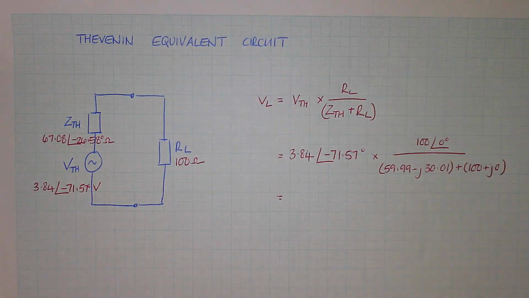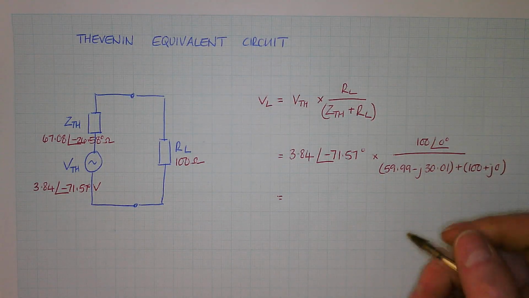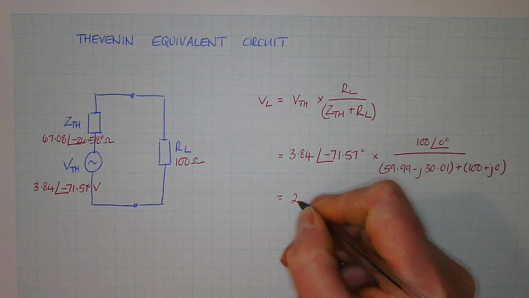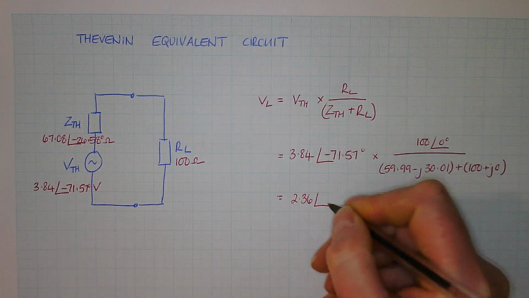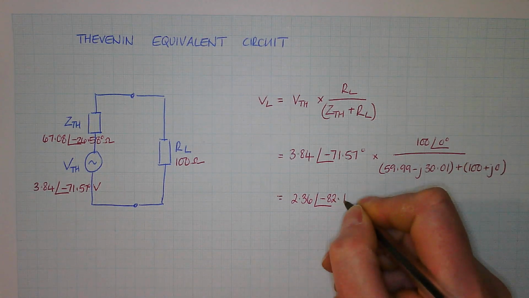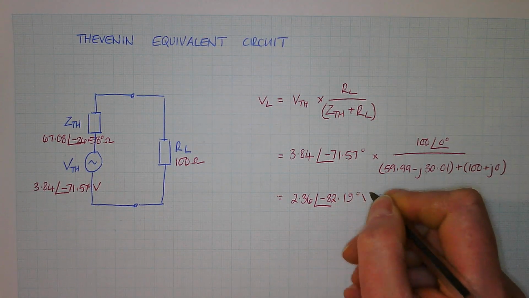What answer did you get? 2.36 at an angle of negative 82.19. I've got that as well. Okay, so we've got a few confirmers.